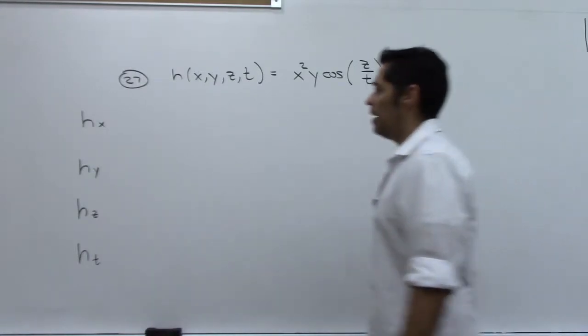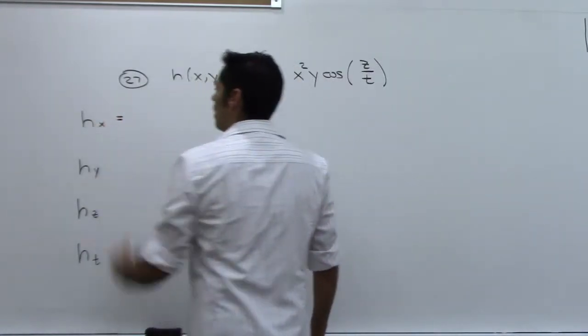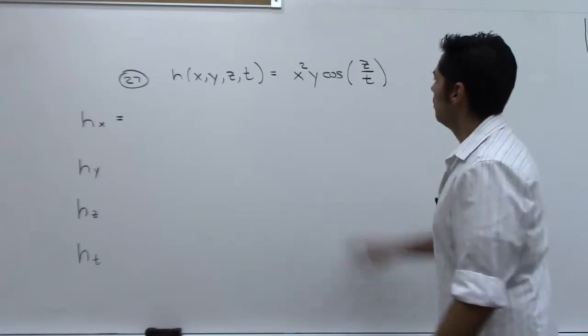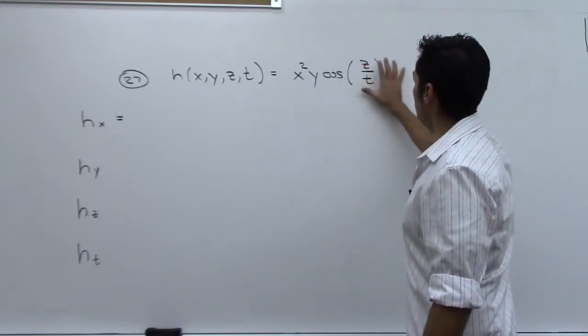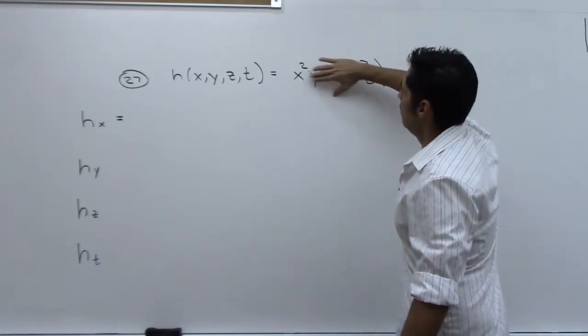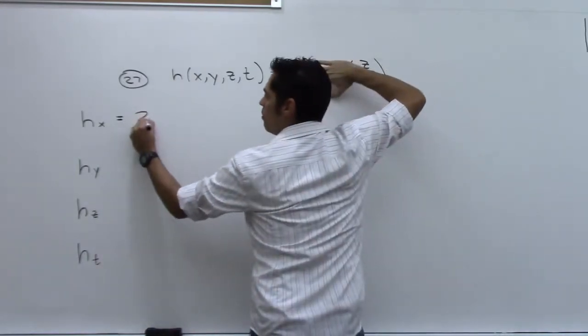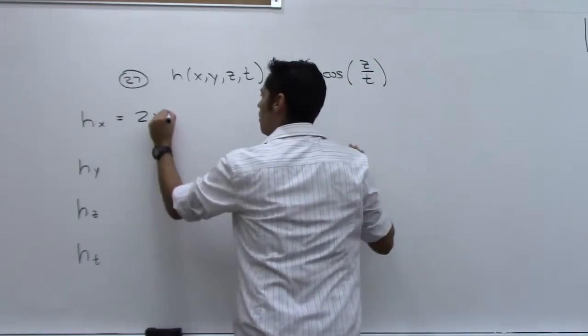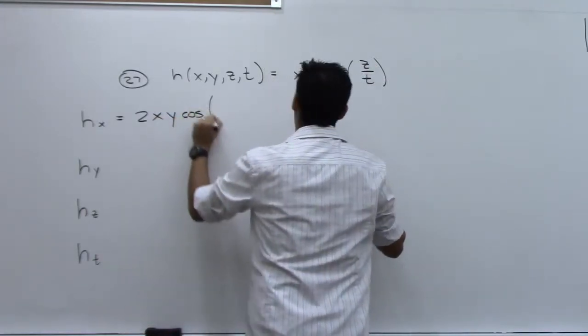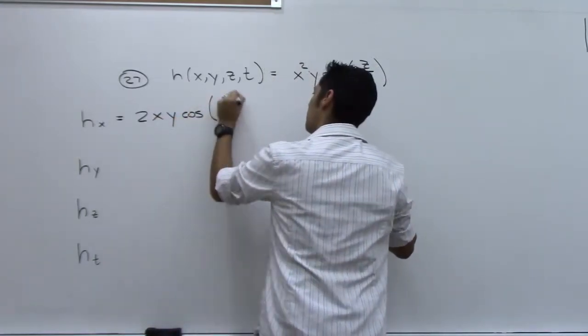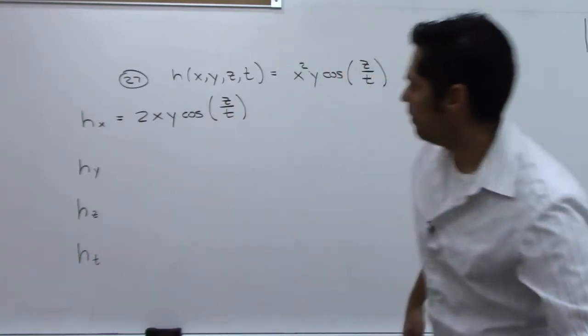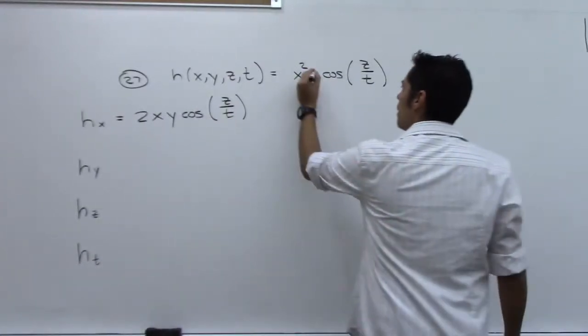If I do the partial of h with respect to x, I treat everything like a constant except x. So y times cosine of z over t is all one big constant. So I'm saying, what's the derivative of x squared? Well, 2x. So I'm going to put 2x and then times this constant, y cosine z over t. Done. That one wasn't too bad.